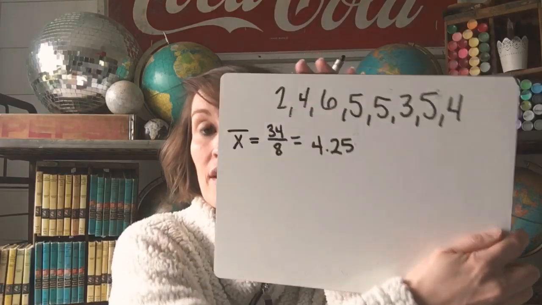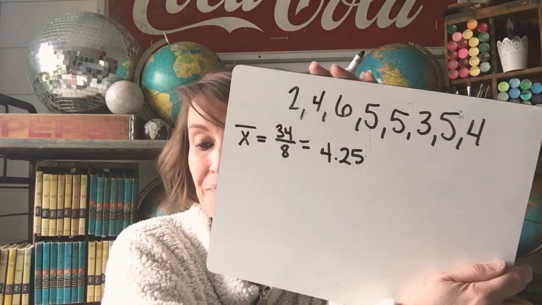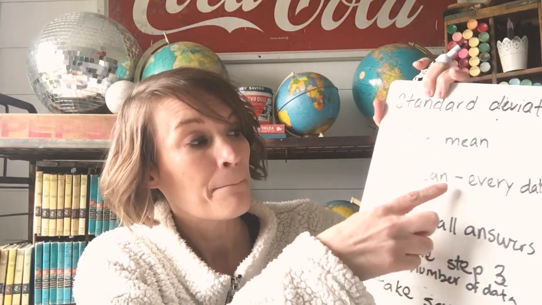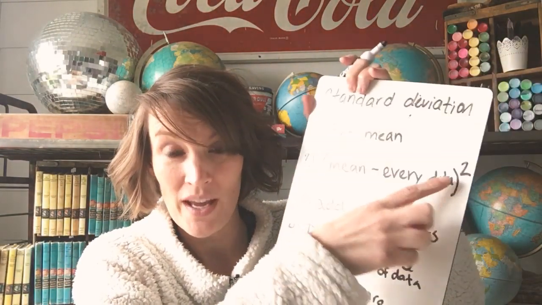Okay, when you added them all together, you should have gotten 34, divided by the number of numbers that there are. So your mean is 4.25. That's your mean. Okay, hope you got it. So step two is to take, in parentheses, the mean minus every data point, squared.